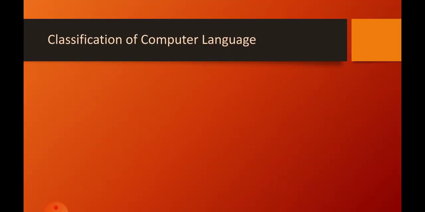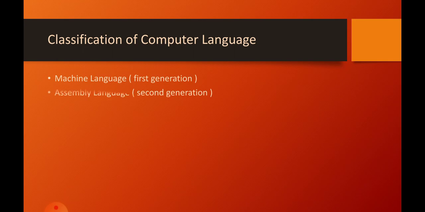Now, classification of computer language or programming language. How many types of programming languages are there? See, first generation programming language, machine language. Second generation programming language, assembly language. Third generation programming language, fourth generation programming language, fifth generation programming language. Now we learn about these languages one by one.